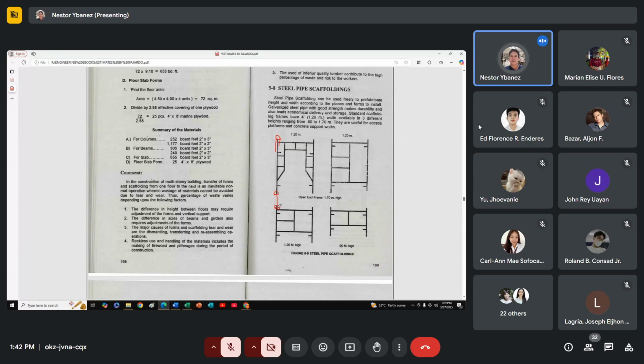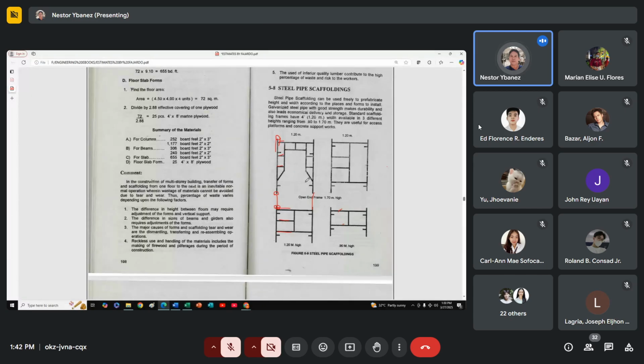And this one will become the steps of the ladder for the workers to go up. It is 1.2 meters in width and the height is 1.7 meters. Depende lang kayo sa exact.